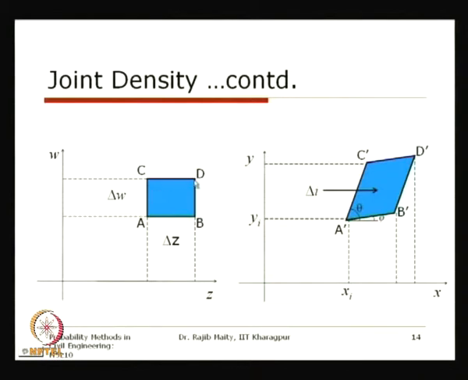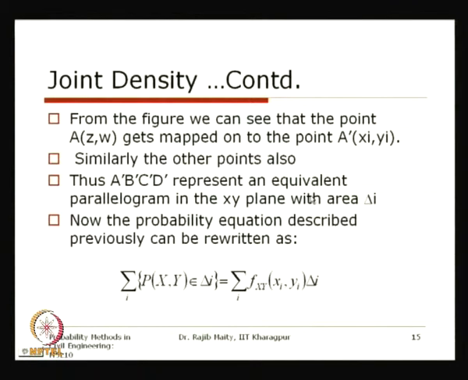Now we have considered a small elemental area surrounded by A, B, D and C, where AB is your delta Z and AC is your delta W. We are interested to know the equivalent, or representative, of the same area in this ZW plane on the XY plane. You know that this will obviously be distorted, and that equivalent area is represented by A prime, B prime, D prime and C prime, and the total area we are talking about is delta I. Then we can express that from the figure.